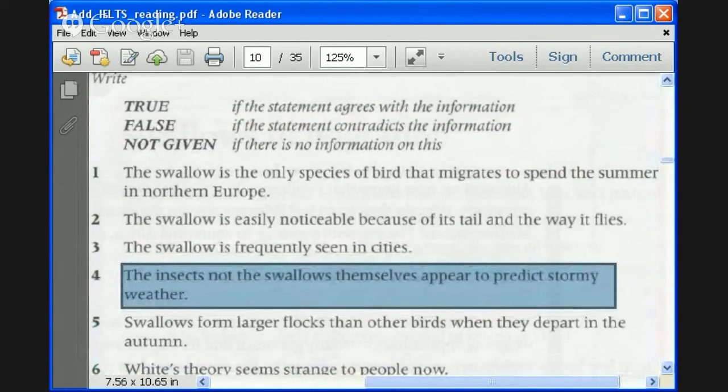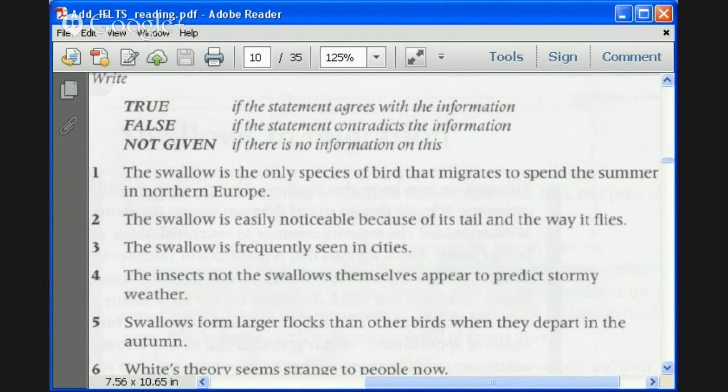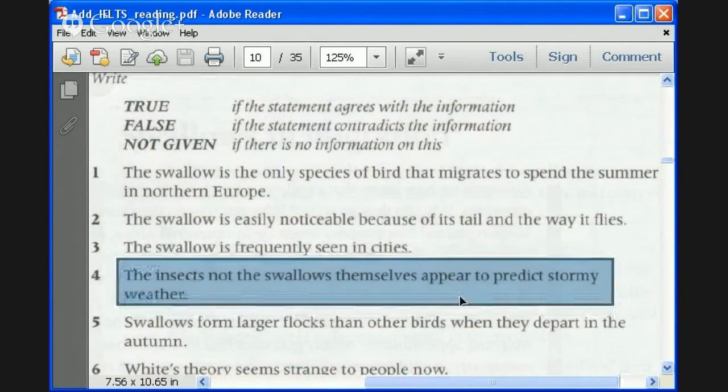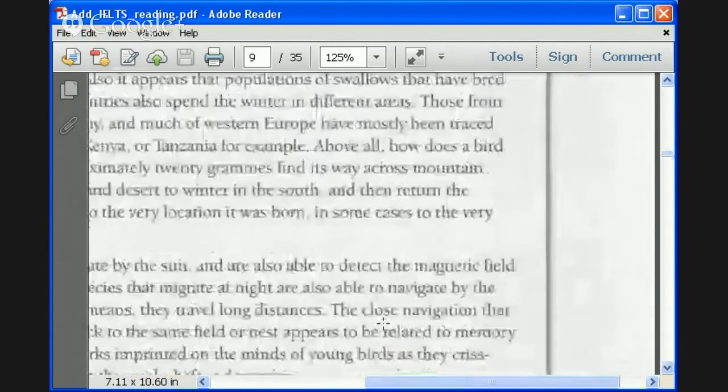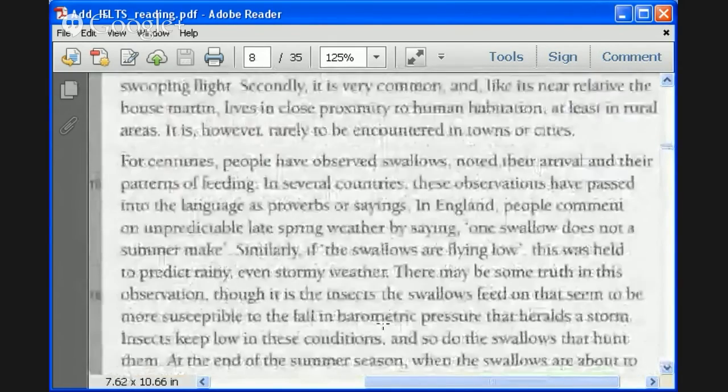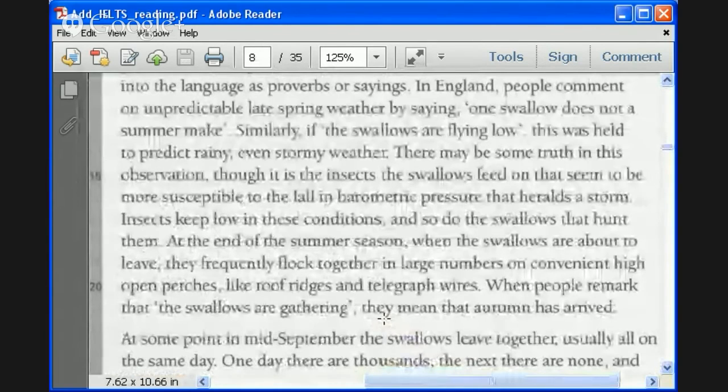Okay, Dean, next. The insects, not the swallows, appear to predict stormy weather. Dean, be careful to pronounce the ends of words: the insects, not the swallows. Insects, swallows. Particularly when you have S-ending words, I notice sometimes you forget to pronounce them. Okay. This is sort of vague, and I don't remember specifically this information. Where can we check? Do you remember what paragraph? I don't remember the paragraph, but I think it's false.